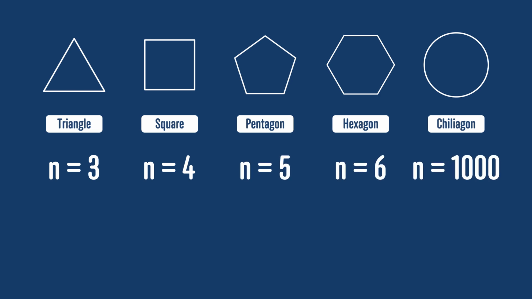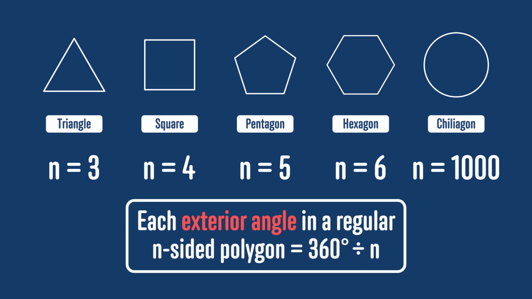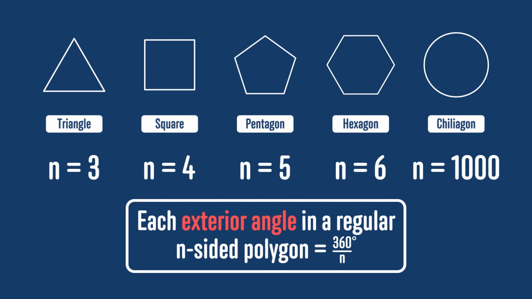In a regular shape with n sides, since all exterior angles are equal and there are n of them, and we've just shown that the sum of all of them is 360 degrees, then each exterior angle must equal 360 degrees divided by n, or 360 over n if we write it as a fraction.